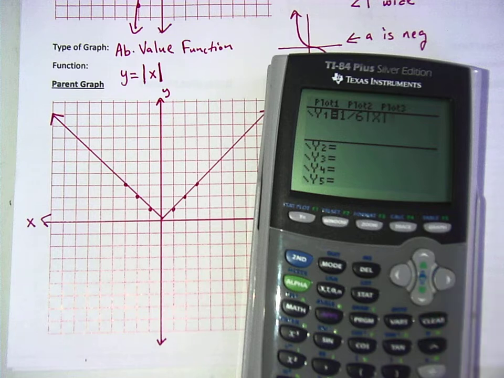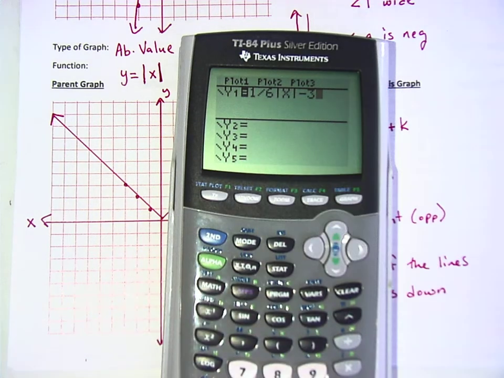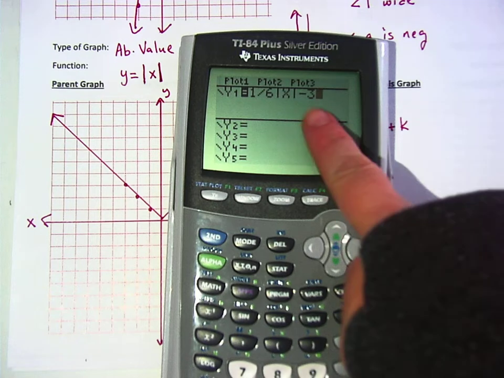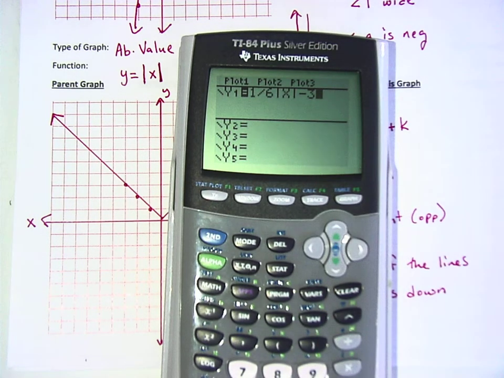All right, let's say that I had this one. What do you guys think this is going to look like? 1/6 absolute value of X minus 3. Tell me what it's going to look like before we graph it. It's going to get skinnier. Nope, it'll get wider, because it'll go up 1 over 6 for the first one. So it's going to be pretty wide. It will not be upside down. The whole thing is going to shift down 3.